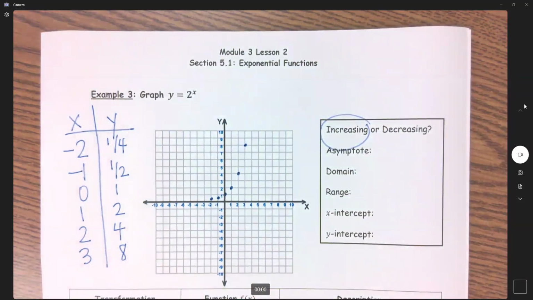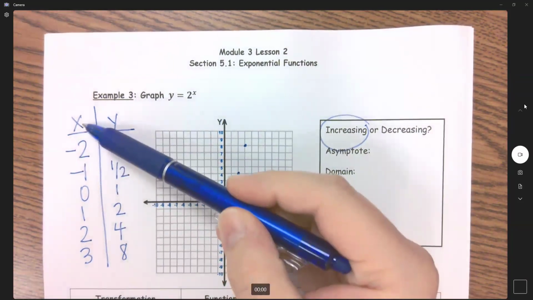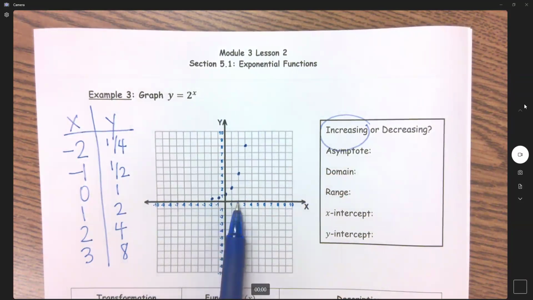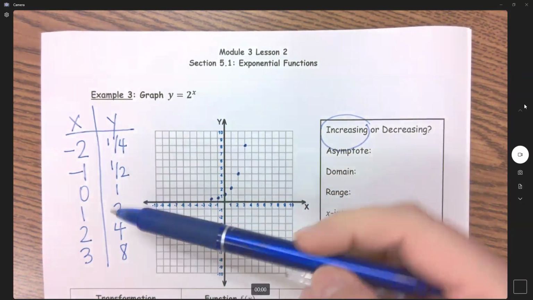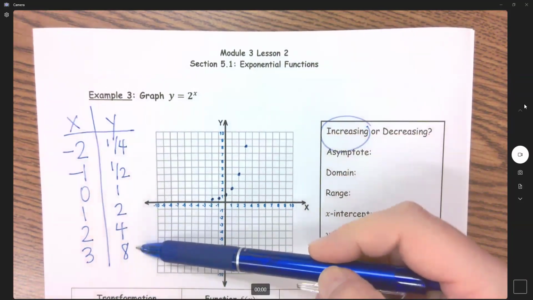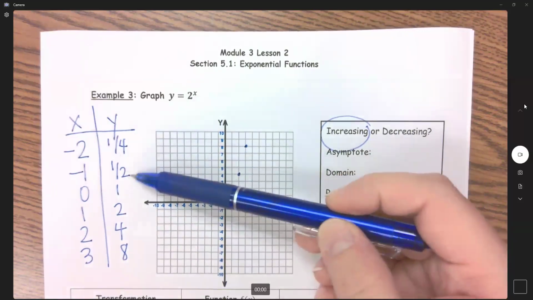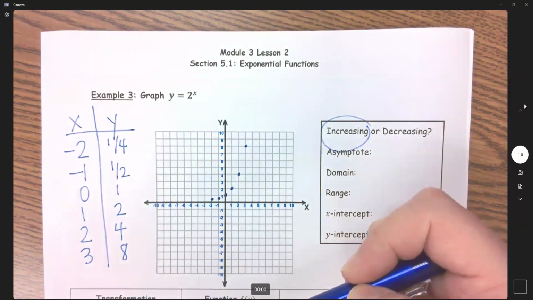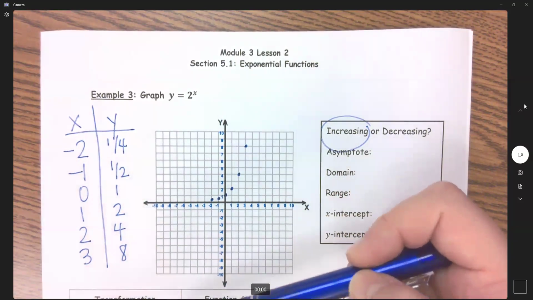So here are my ordered pairs. Now let's talk about what's happening here. We can look at the calculator, and I'll show you in the calculator, but let's just look at this logically from the values that we have. As my x is getting bigger, as I am moving along my x values to the right, what is happening to these numbers here? We're going from 1/4 to 1/2 to 1 to 2 to 4 to 8. All of those values are doubling.